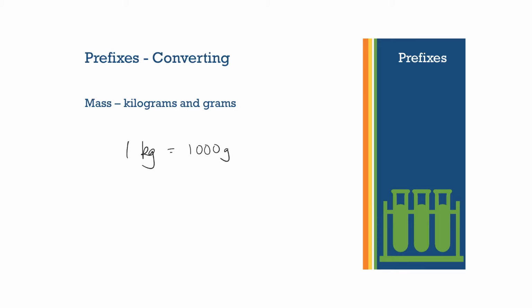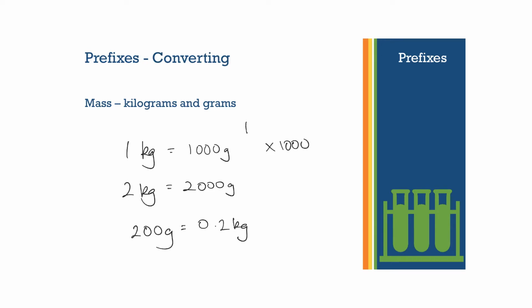So 1 kilogram, kilo means 1,000. So 1 kilogram is 1,000 grams. So 2 kilograms is 2,000 grams. So then 200 grams is 0.2 kilograms, doing it in reverse. So all I'm doing here, when I'm going from kilograms to grams, I'm multiplying by 1,000. But when I'm going from grams to kilograms, I'm dividing through by 1,000.